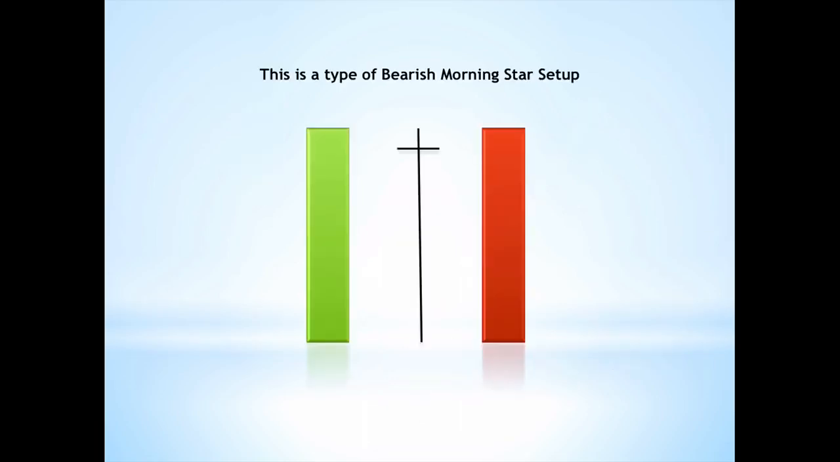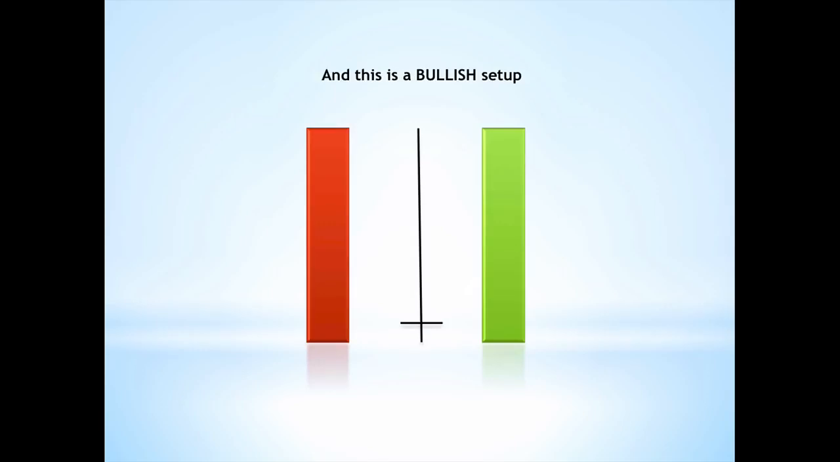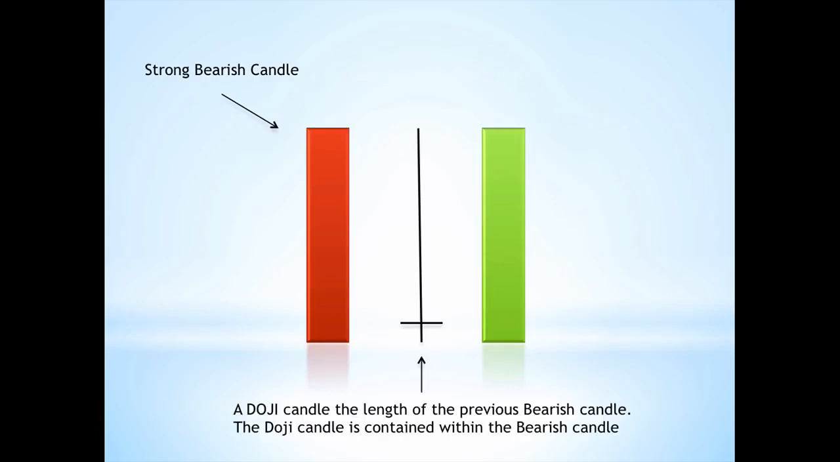This is a type of bearish morning star setup. This is the equivalent bullish setup. A bullish setup first has a strong bearish candle. This is followed by a long-tailed doji candle. The doji candle should be contained within the real body of the previous candle. This is followed by a strong bullish candle.